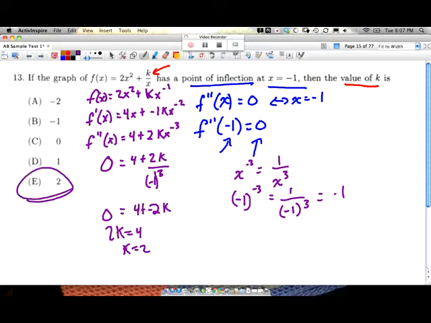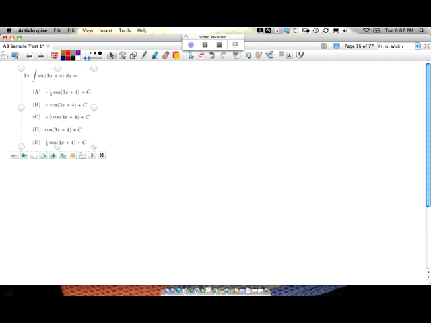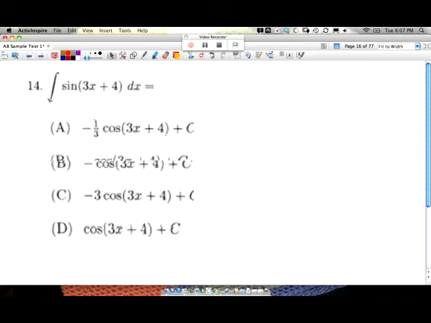Oh, that was easy. Well, this part was easy. This part, not so easy. But what did we really do? Keywords: point of inflection, x equals -1. That means this. Okay, next. Number 14. Oh, this is a piece of cake.